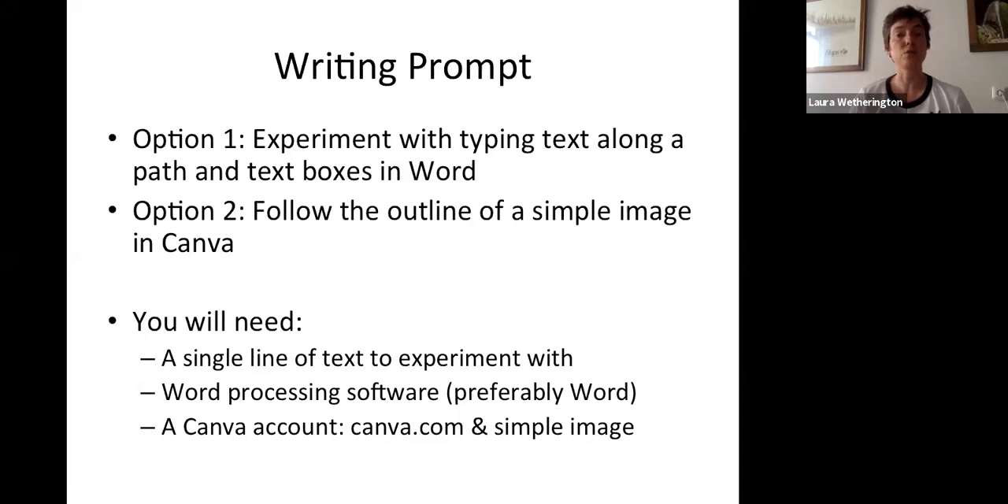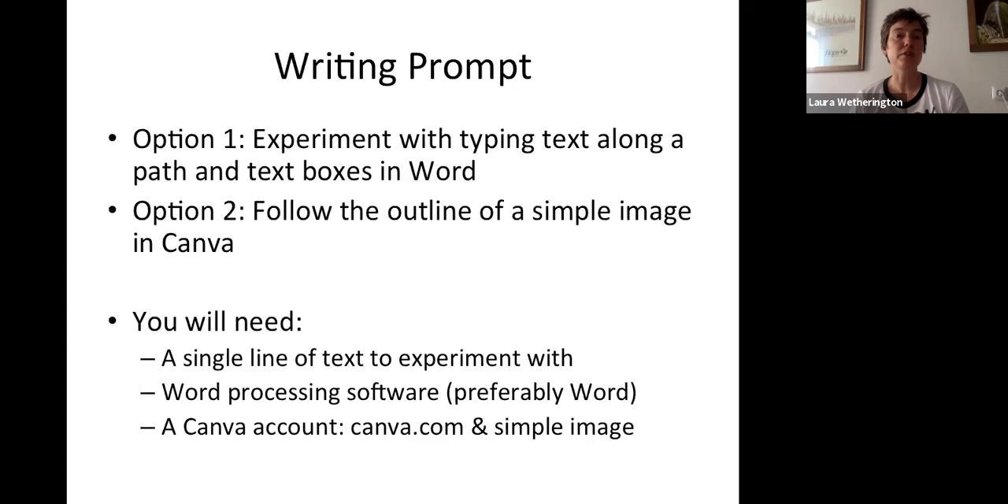One is to use Word to mess around with typing along a path to make a kind of curve, and to use text boxes so that you can get away from the left margin. The second option is to use Canva to follow the outline of a simple image.